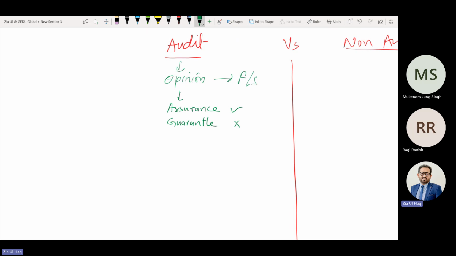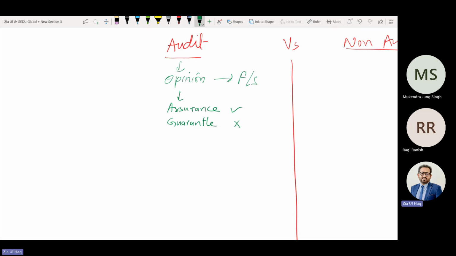Even if we provide 100% testing, still we cannot provide a guarantee. Why? Because the records, who prepared those records? Client management. We haven't prepared those records. We are verifying figures through accounting records. Who prepared those records? Client management. Those could be fraudulent.